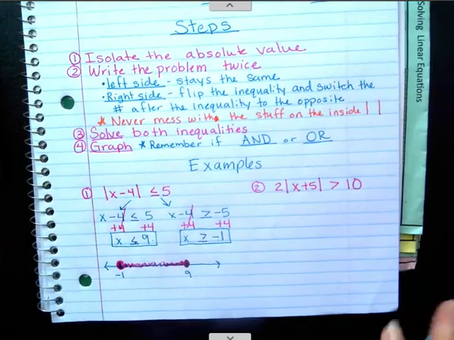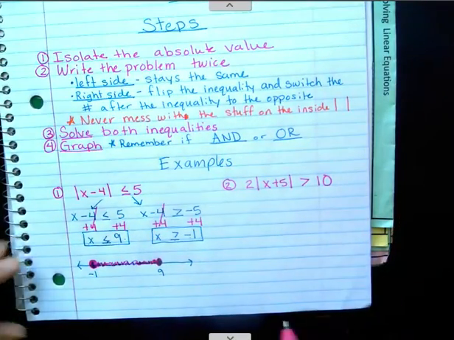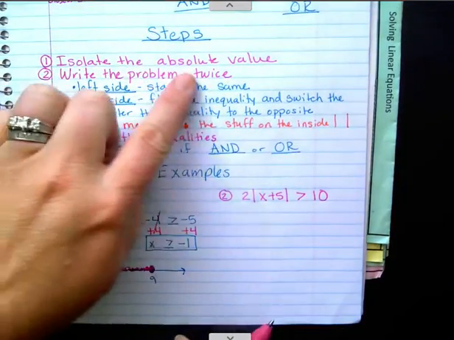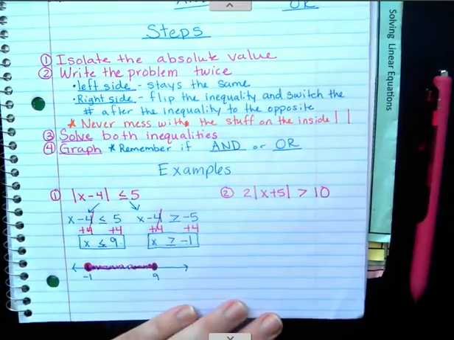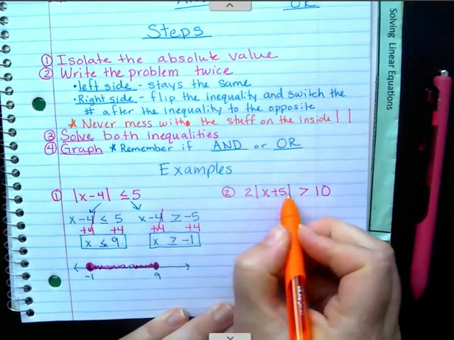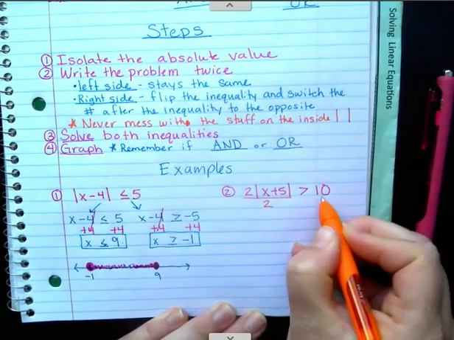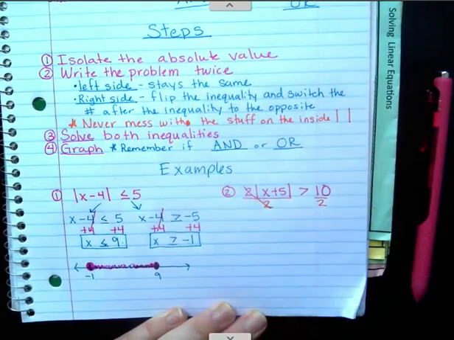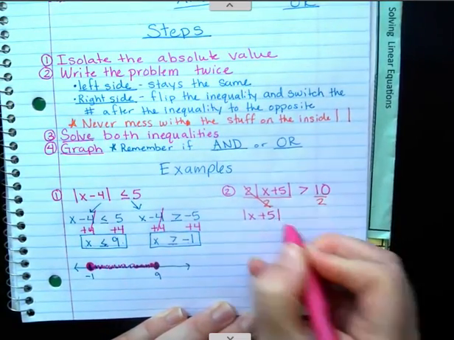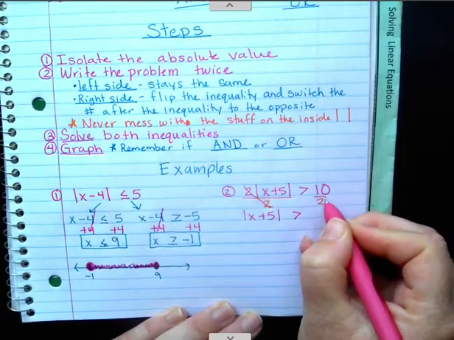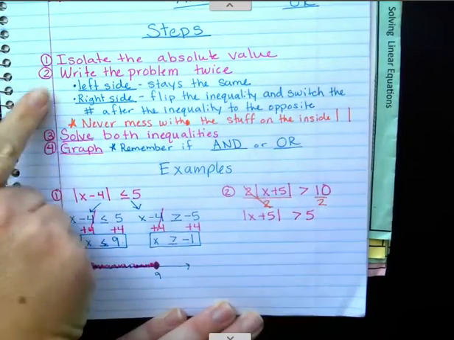All right, let's move on to problem number 2. On problem number 2, let's start with step 1, isolate the absolute value. Well, the absolute value is not isolated, so we actually have to do that first on this problem. To get the absolute value by itself, this is 2 times that, so I'll do the opposite and divide by 2 on both sides. It leaves me with the absolute value of x plus 5 is greater than 10 divided by 2, which would be 5. Okay, so now it's isolated. I can go to step 2.